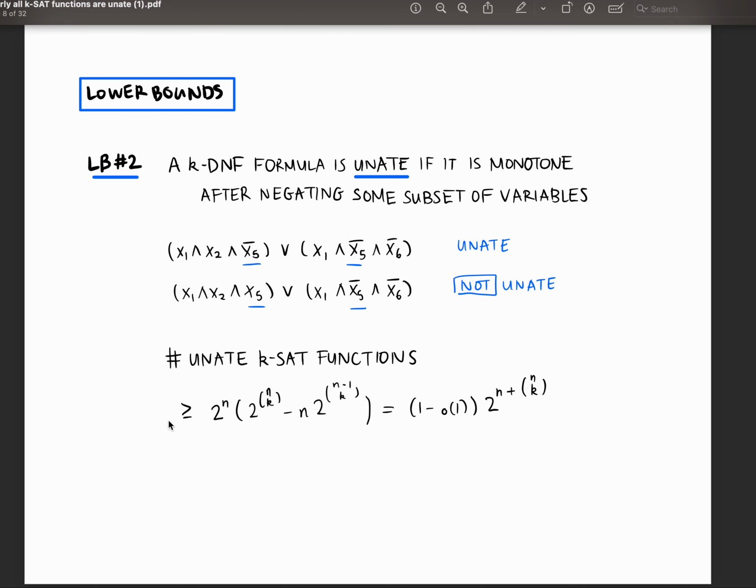And you have to be a little bit careful about counting, but roughly speaking, there are 2 to the n ways to choose which of the positive or negative literal I'm going to take of each variable. And so that gives me that roughly the number of unate k-SAT formula is 2 to the n plus n choose k, up to a multiplicative 1 plus little o(1) factor. And it turns out, for a similar reason, that all unate k-SAT formula also correspond to distinct functions.